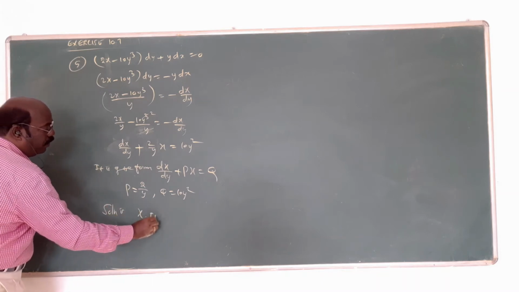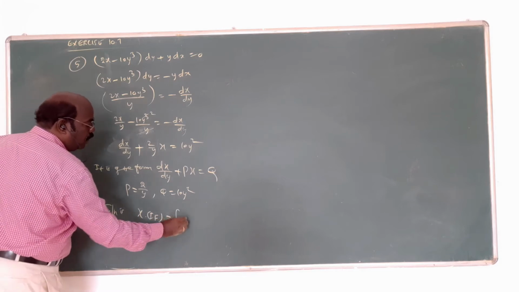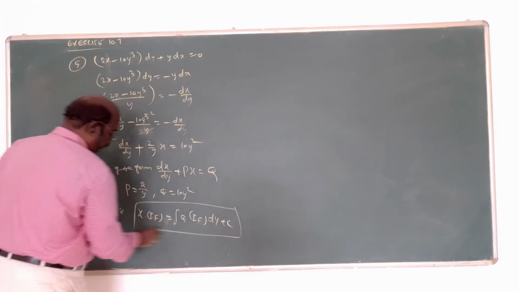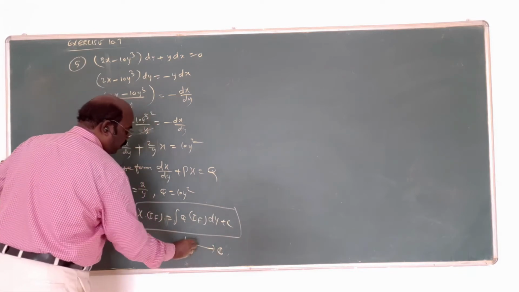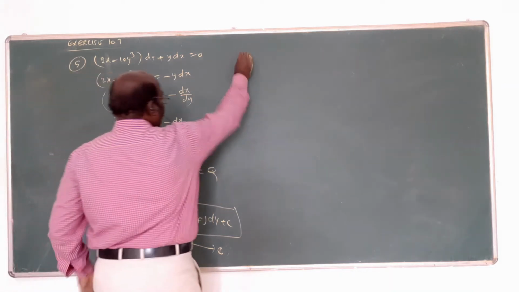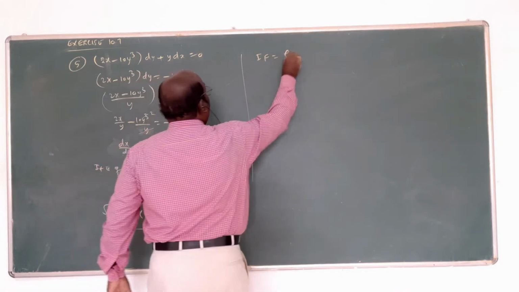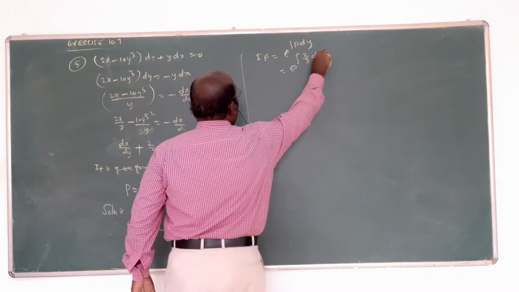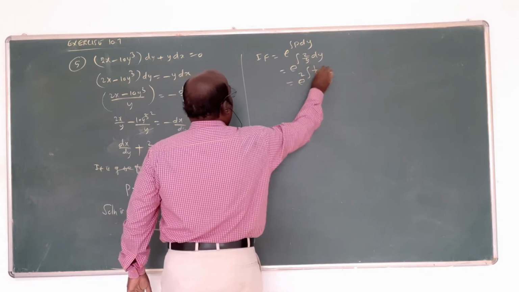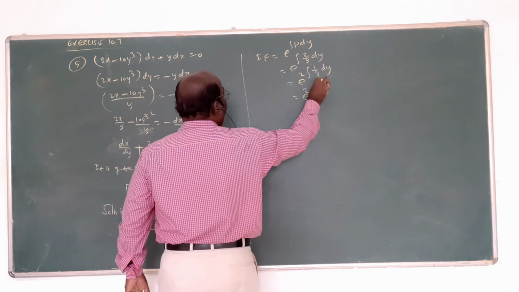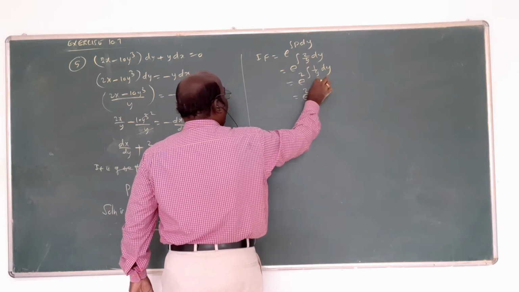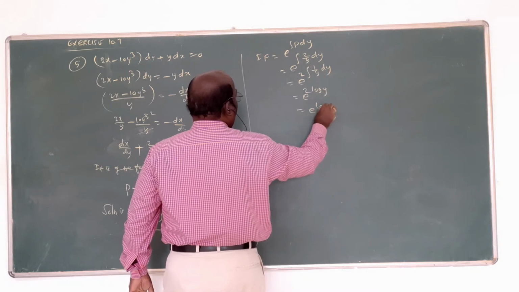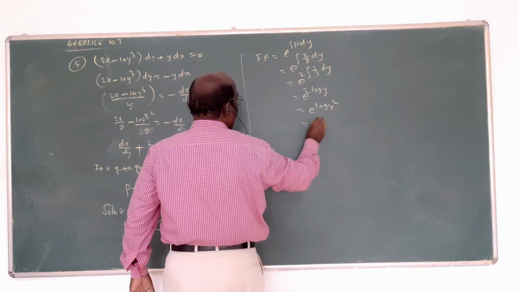Now write the solution for the equation: x into IF equal to integral of Q into IF dy plus c, the formula. Am I correct? Now you want IF. Now IF is e power integral P dy, e power integral 2 by y dy. e power 2 is constant, 1 by y dy, e power 2 into log y. Here 1 by y, integration of 1 by y with respect to y, log y will come. e power log of y square, e power log, only y square. This is IF.